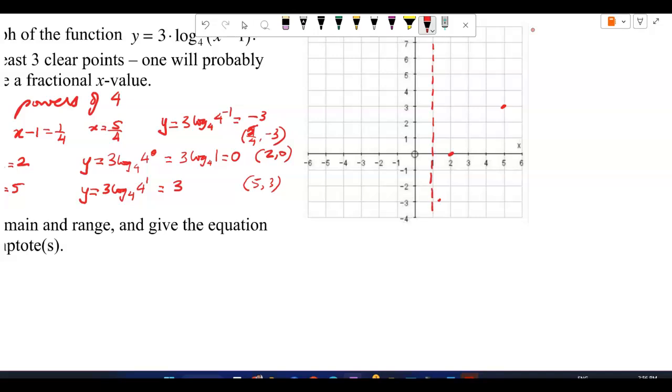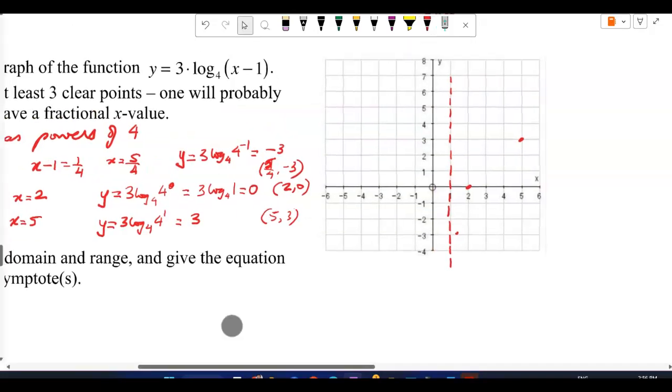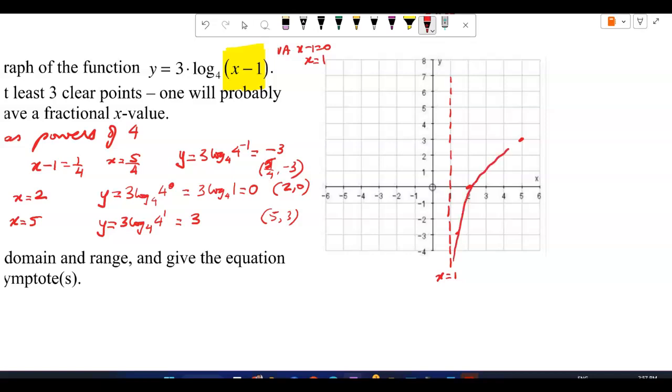See, to find a vertical asymptote, whatever is inside the log, make it equal to 0. So your vertical asymptote will be x minus 1 is equal to 0, x is equal to 1. So x is equal to 1 is your vertical asymptote. You just know that. And then these are the points that you have. And this is how your graph will look. Nice.